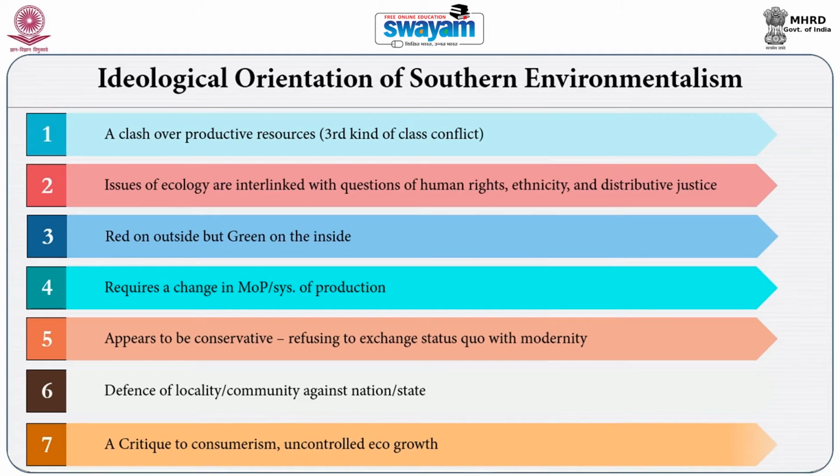So therefore, when we see environmental movements in the global south, any environmental movement you may take, whether it may be the case of Chipko or the Narmada movement, you may find that these movements are essentially against a capitalist state. So therefore, the state becomes the enemy, the state becomes the adversary in these kinds of environmental struggles, whereas in the global north, the environmental movements are for a better quality of life.